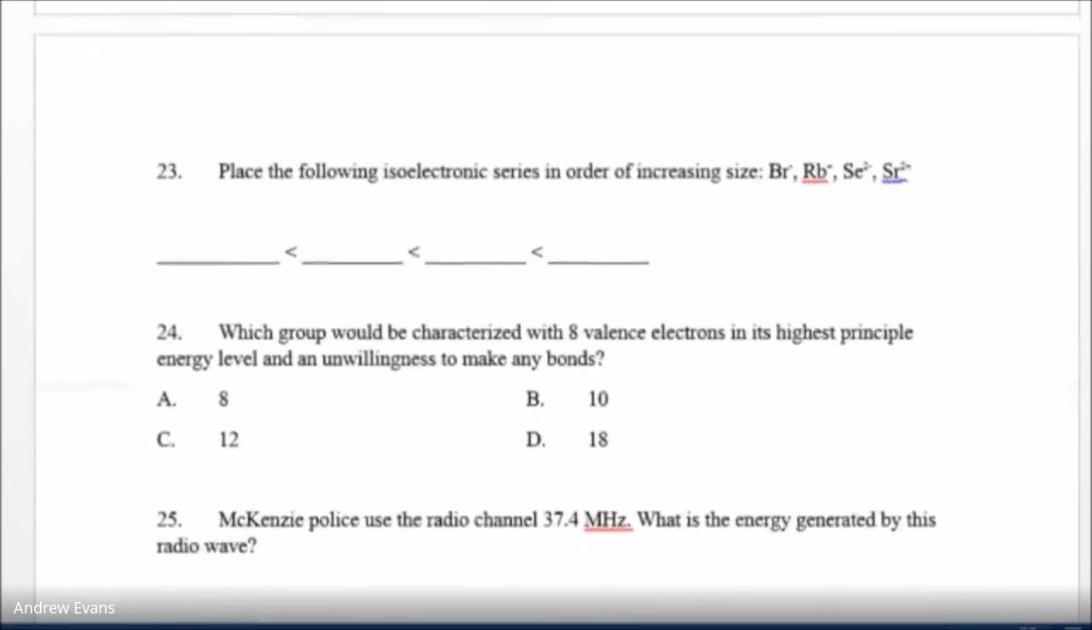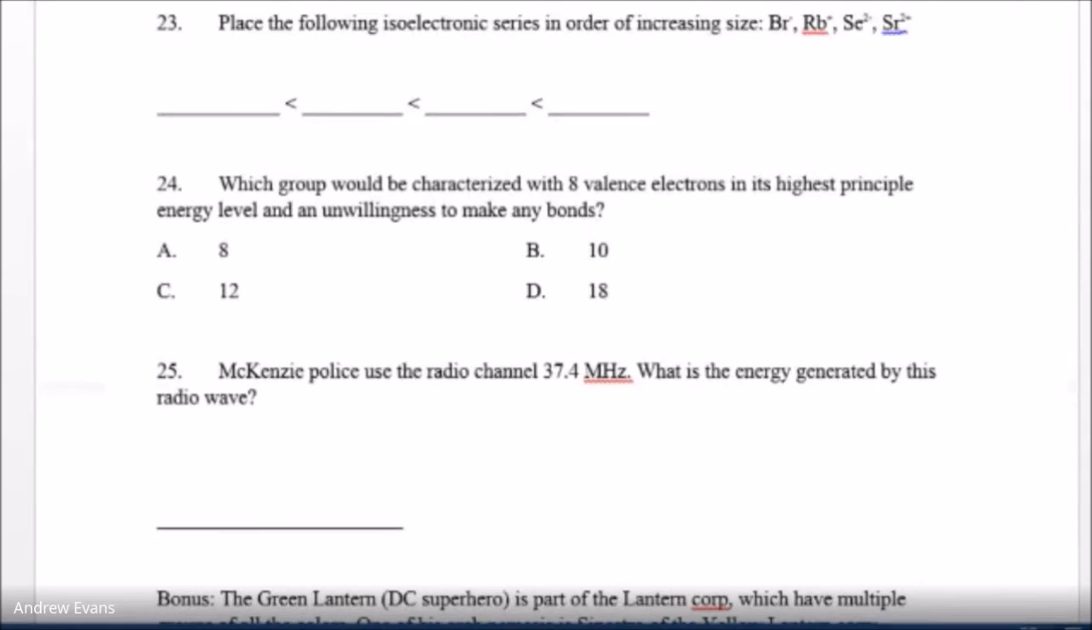Place the following in order of increasing size. These are going to be hopefully isoelectronic, which will make this easier. Okay, isoelectronic system. So we have Br minus, rubidium plus, selenium 2 minus, strontium 2 plus. If these are indeed isoelectronic, the rule is: the larger the negative, the bigger the size.